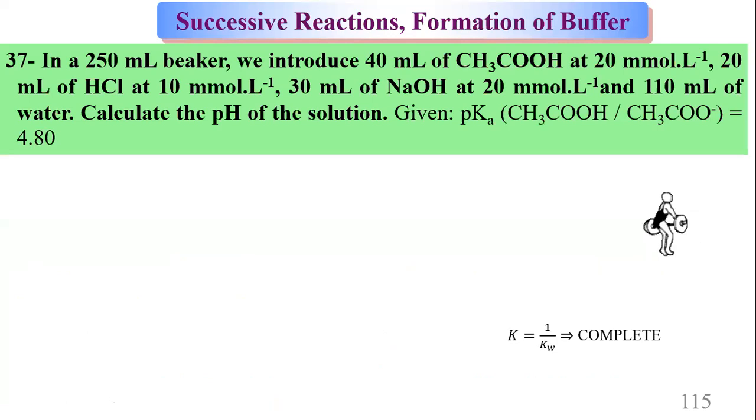Okay, next question. This is a successive type reaction, and eventually we're going to end up producing a buffer. But first, we have a mixture of more than one acid-base couple. So in a 250 milliliter beaker, we introduce 40 milliliters of acetic acid at 20 millimole per liter. We then introduce 20 milliliters of HCl at 10 millimole per liter.